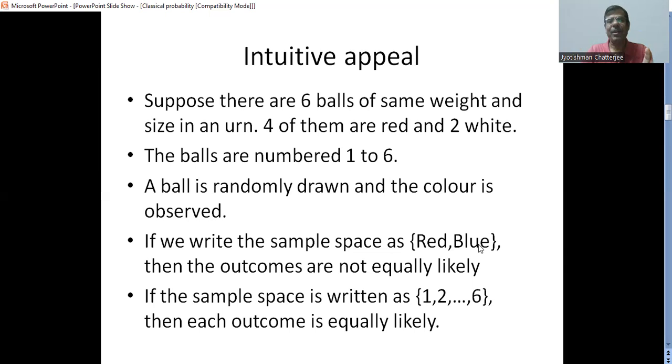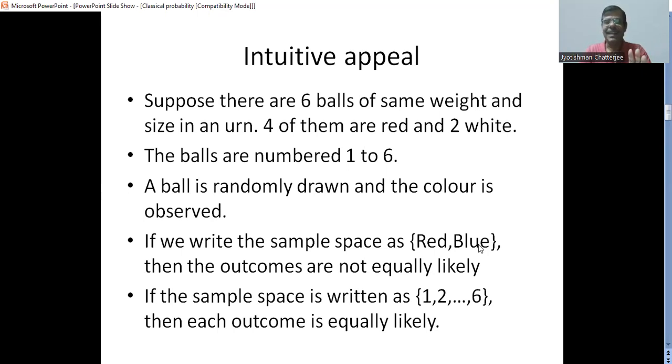No, because there are more red balls than white balls. So intuitively, it is quite clear that there will be higher chance of drawing a red ball than drawing a white ball. So these two outcomes here, red and white, are not equally likely.